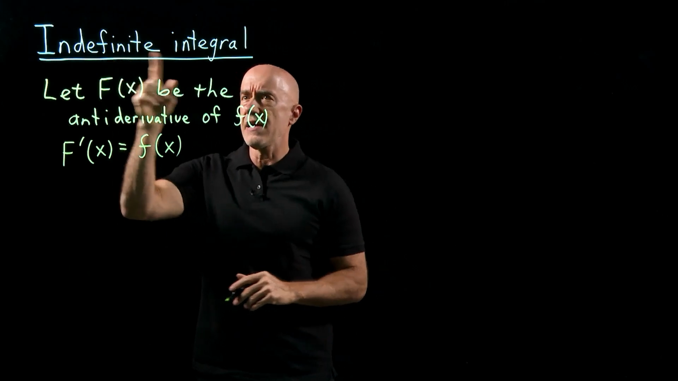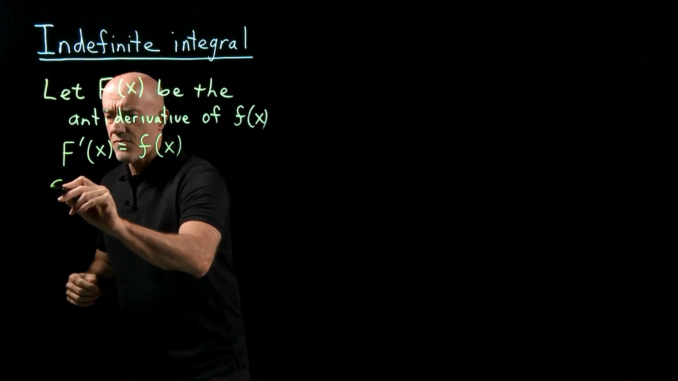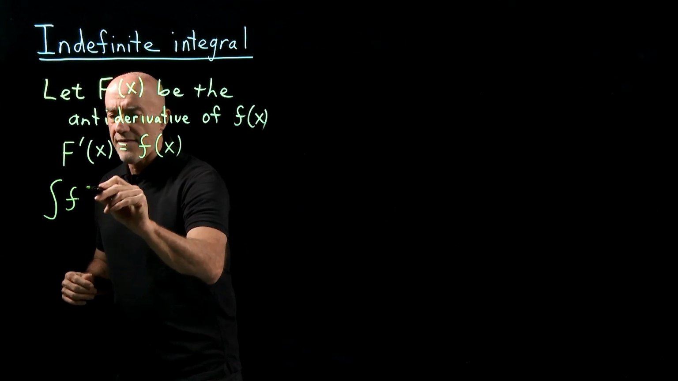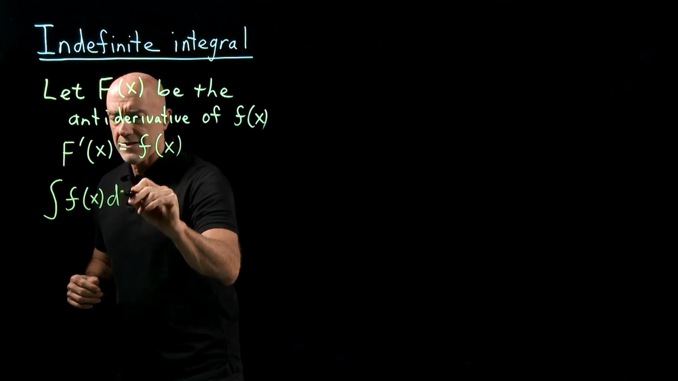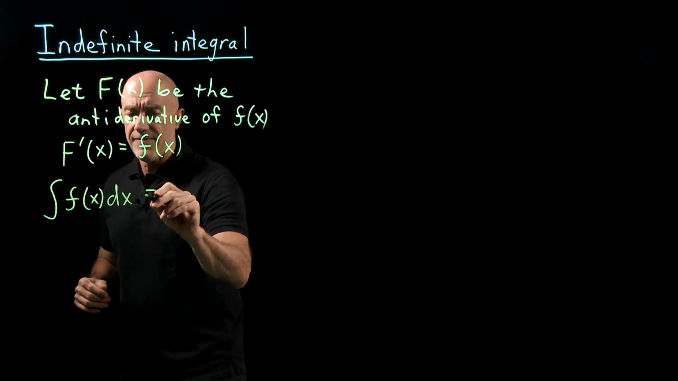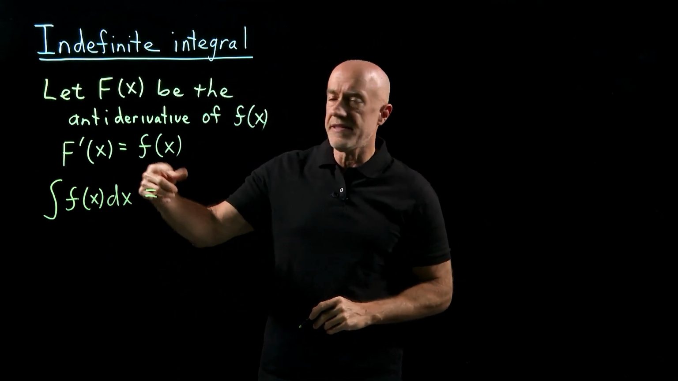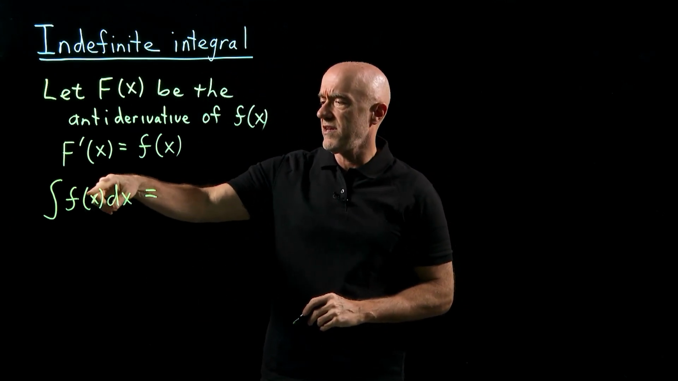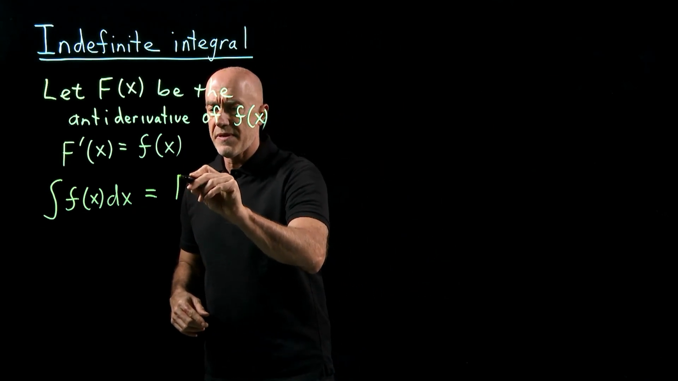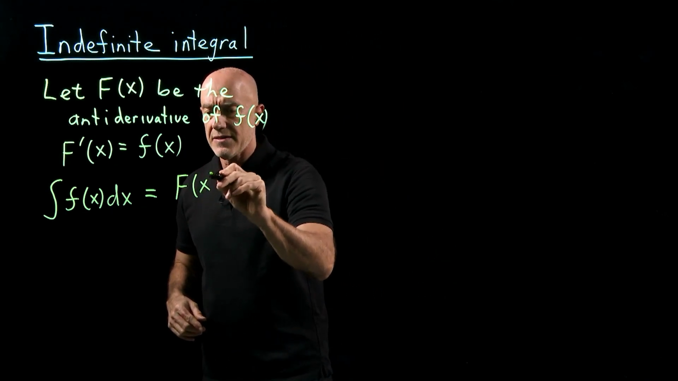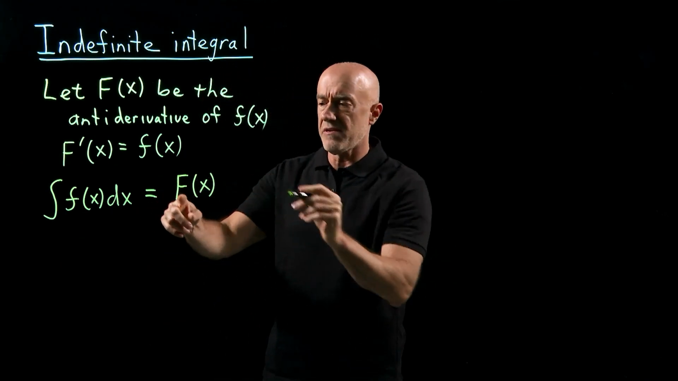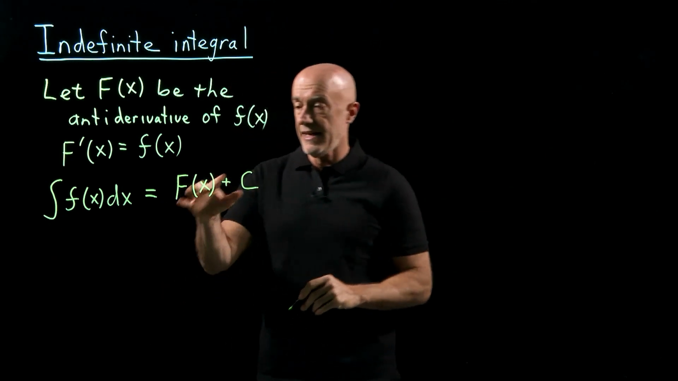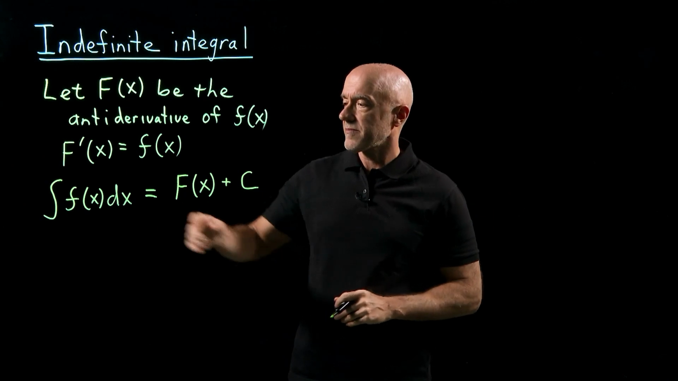So we define then the indefinite integral with the integral sign, but without a limit. And we have f of x dx, where that's little f. So we define the indefinite integral to be essentially the antiderivative of little f. So that becomes capital F of x. But because there's a freedom of a constant, it's traditional to just add a C to the right-hand side.